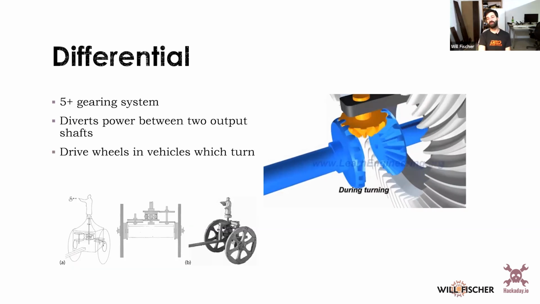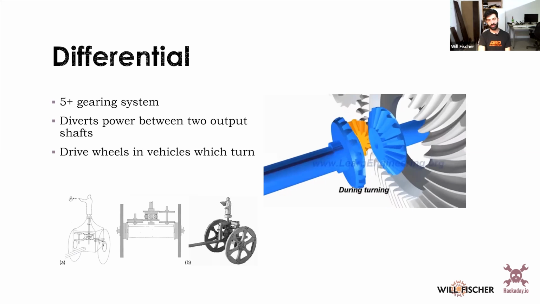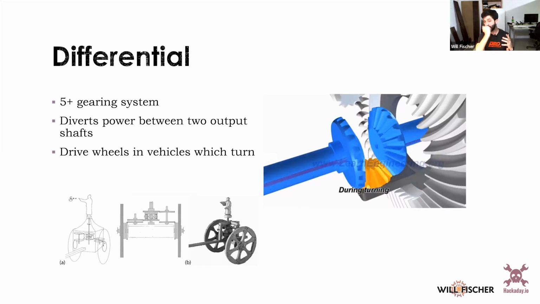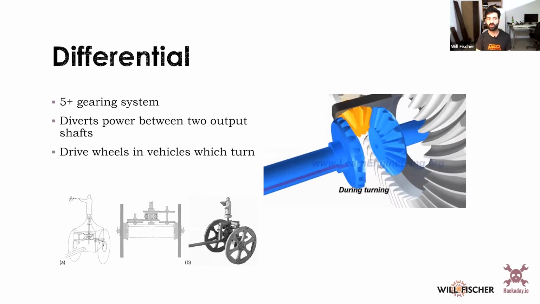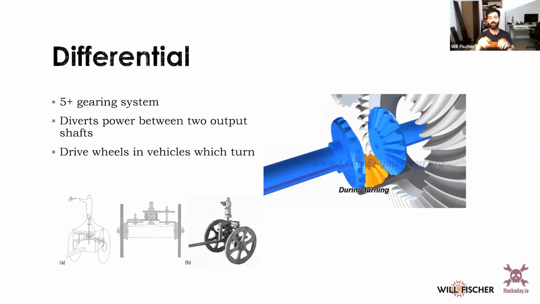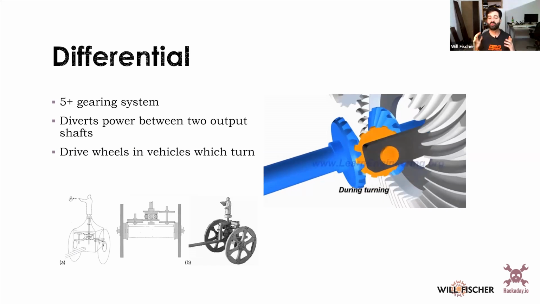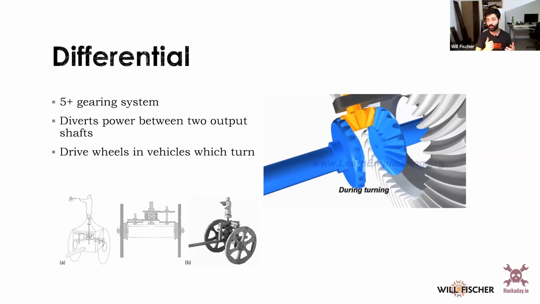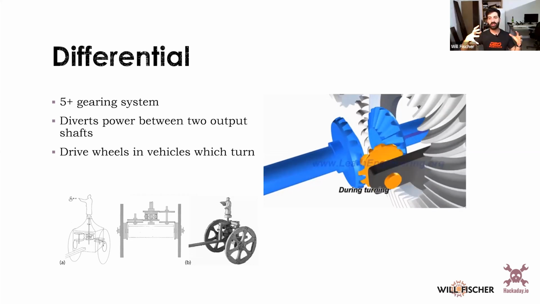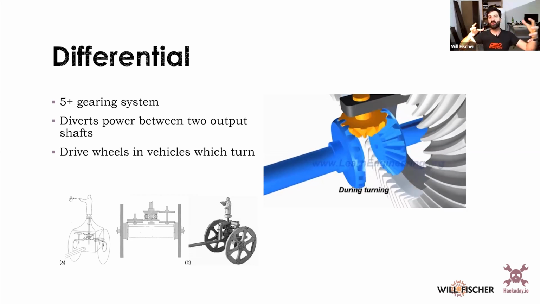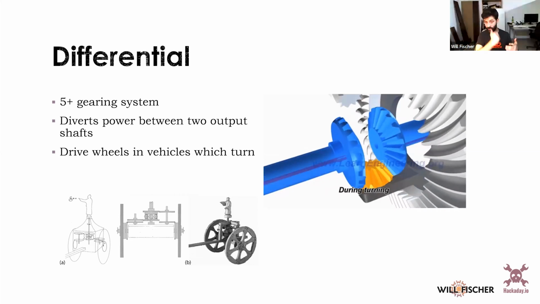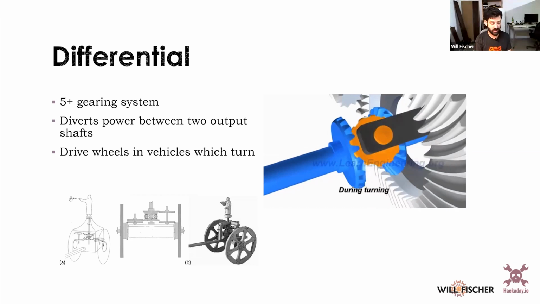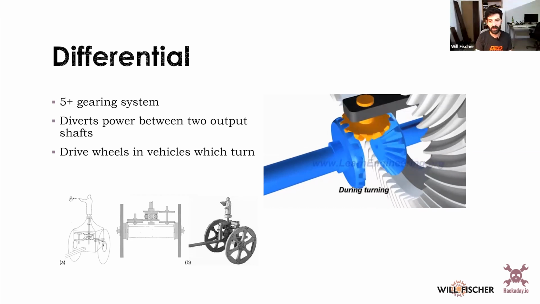The differential is one of my very, very favorite gear trains. And what it lets you do is it's typically a 5-gear system working together. And it diverts power from one input shaft between 2 output shafts. And this is really, really cool because it lets you drive around corners while one wheel on the inside needs to move slower. The one on the outside needs to move more quickly because you're going around this curve. You need to be able to do that. And so I have a video for that that I will show.